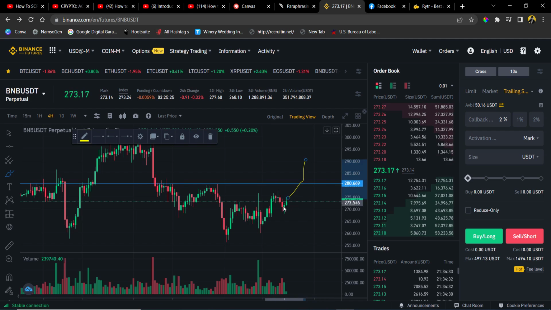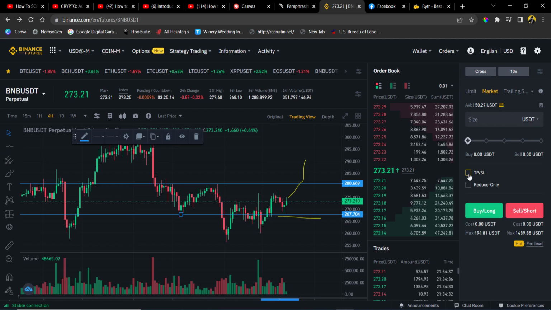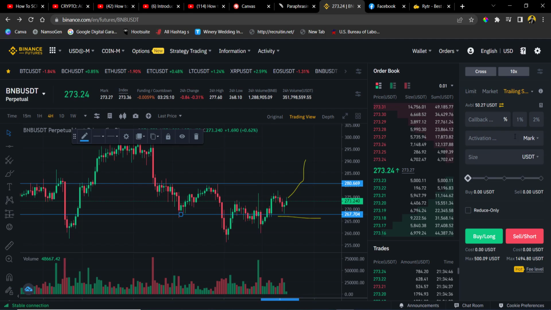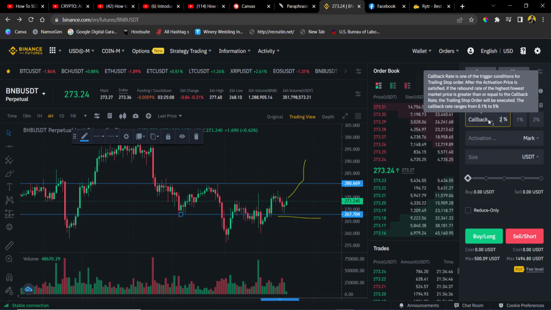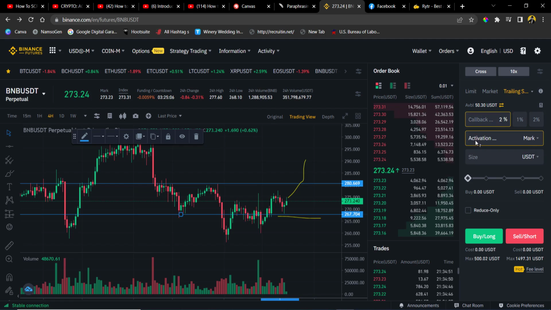So usually as I open my position right now, my stop loss should be down here somewhere around this level. If I carry this one, my stop loss should be somewhere around this level. If I'm putting my stop loss manually right here, you can see take profit and stop loss. But using the trailing stop, all I have to do is to come here and say I need 2% callback rate. Then I would not put anything because I want it to get activated right at the market price.